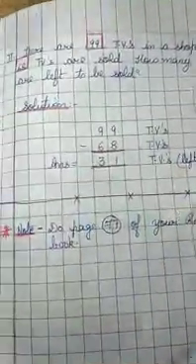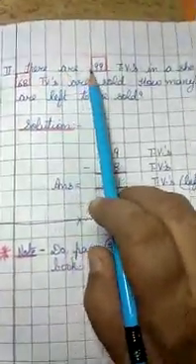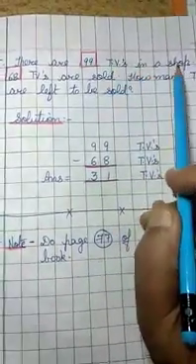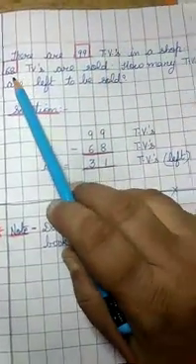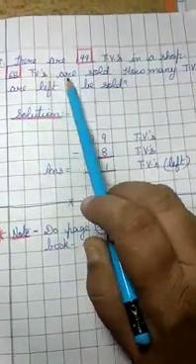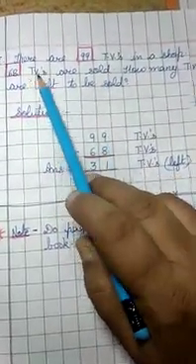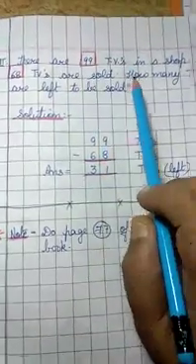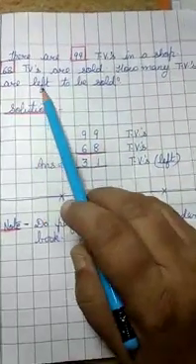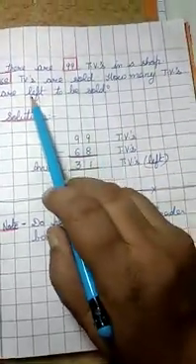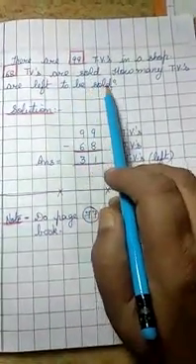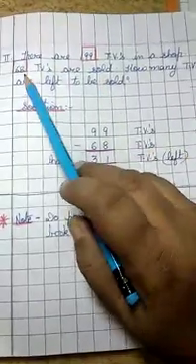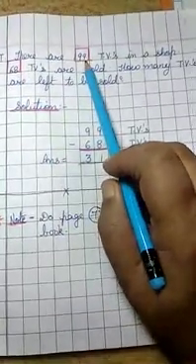Now the second sum is, there are 99 TVs in a shop. So in a shop there are 99 TV sets. 68 TVs are sold, out of which 68 TV sets were sold. How many TVs are left to be sold? Again, you can see the word left written here. It means again this is the sum of subtraction. So you have to minus 68 from 99.